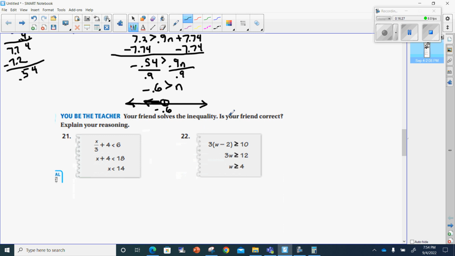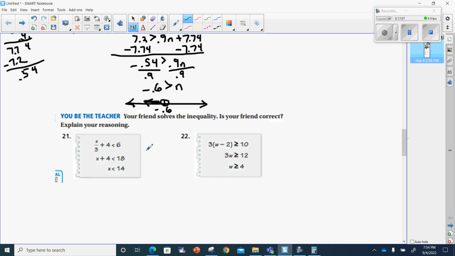All right, let's go to number 21 here. Your friend solves the inequality. Is your friend correct? Explain the reasoning. All right, it says x over 3 plus 4 is greater than 6. The next step, it looks like they multiplied by 3 to get rid of it here, and they multiplied 6 by 3. That gave them 18, because 6 times 3 is 18. And then they went ahead and subtracted 4. This is incorrect. Remember, we have to do PEMDAS backwards, which means we should have subtracted the positive 4 away and then did the same thing to the other side.